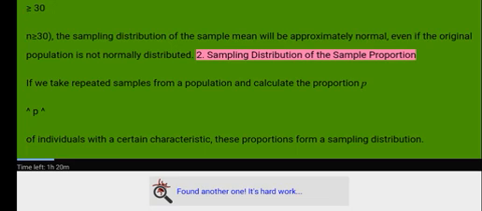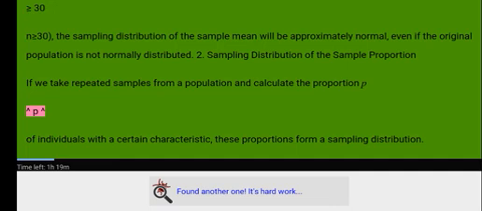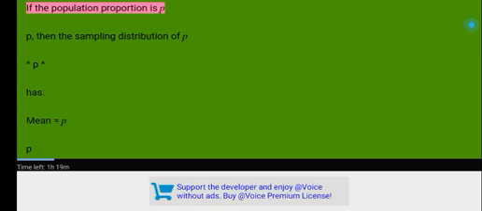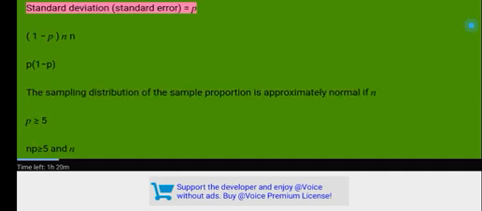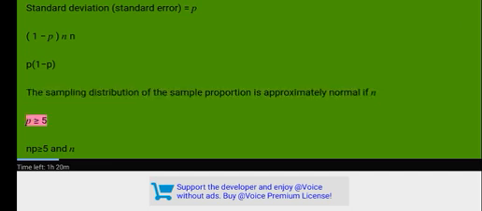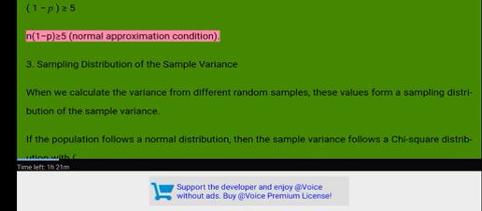2. Sampling distribution of the sample proportion. If we take repeated samples from a population and calculate the proportion p-hat of individuals with a certain characteristic, these proportions form a sampling distribution. If the population proportion is p, then the sampling distribution of p-hat has mean equal to p, and standard deviation, the standard error, equal to the square root of p times 1 minus p over n. The sampling distribution of the sample proportion is approximately normal if np is greater than or equal to 5 and n times 1 minus p is greater than or equal to 5, the normal approximation condition.